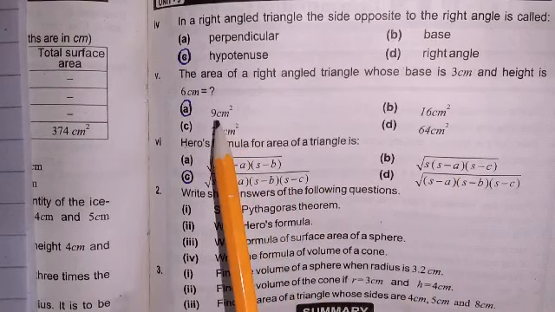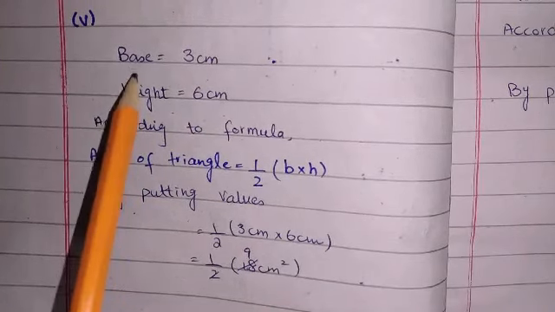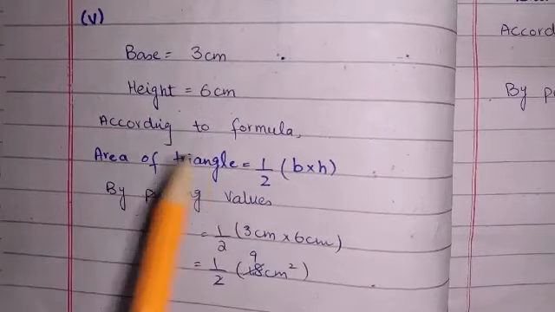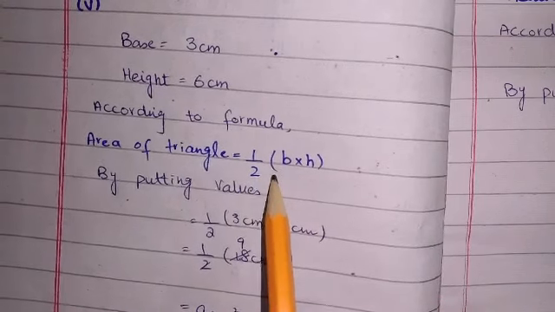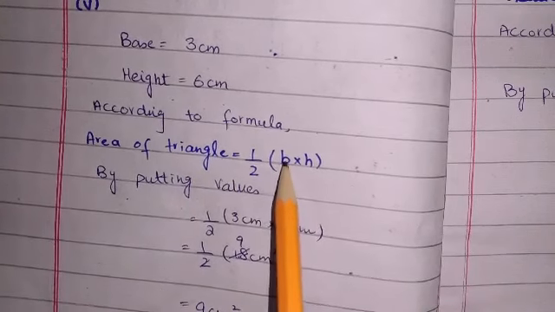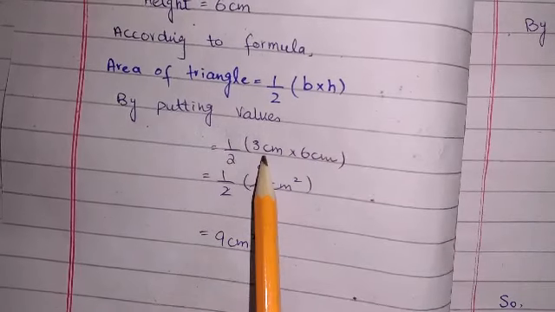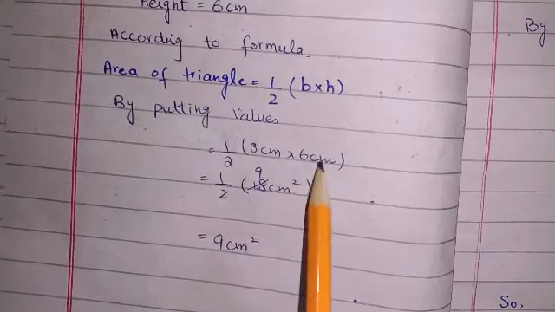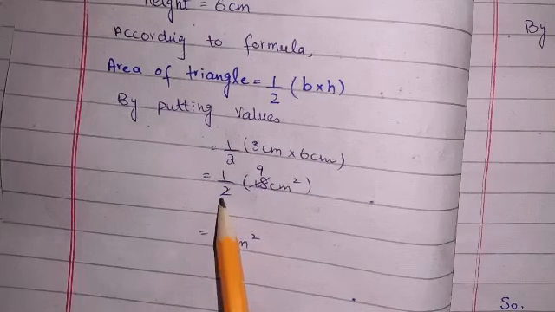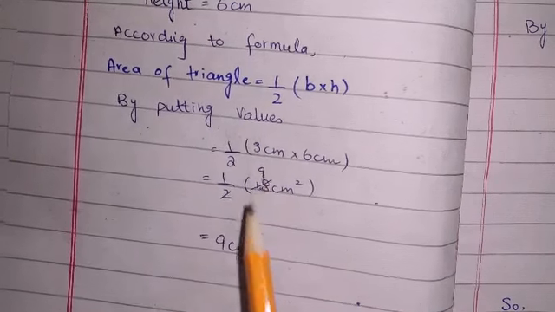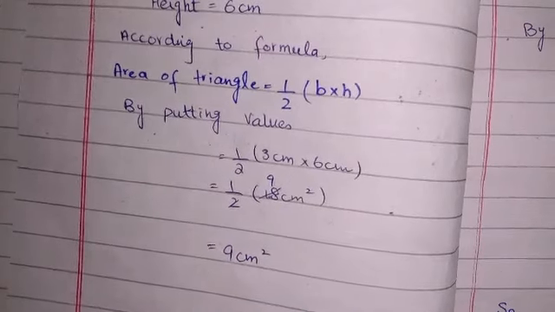How? Now look at the solution. As you can see, they gave us base is equal to 3 cm, height is equal to 6 cm. According to the formula, students, this is the formula to find the area of a right angled triangle: 1/2 into base into height. Now students, 1/2 will be written as it is. By putting values, we have 3 centimeter into 6 centimeter. After the multiplication, we got 18 centimeter square. And as you can see, there is a simplification: 2 1s are 2, 2 9s are 18. So the answer is 9 centimeter square, which is option A.